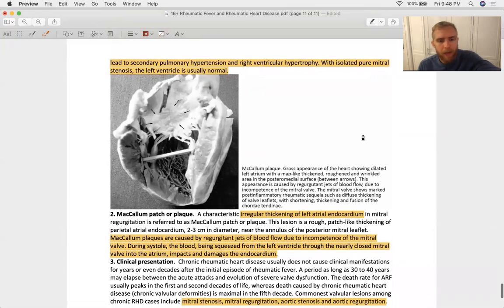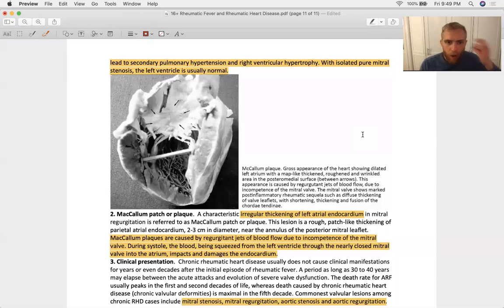Here's a MacCallum plaque. This subject was broached in the infective endocarditis SDL as well. And what we need to know here is that anytime you have a flow abnormality within a heart, specifically anytime you have a hole anywhere in the heart, be it a septum or a valve, it's going to create a jet stream of flow, kind of like a water hose, you know.